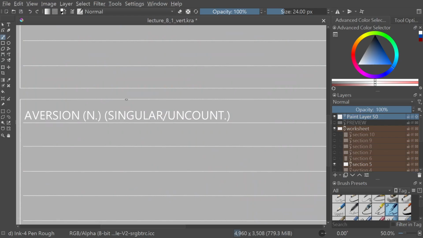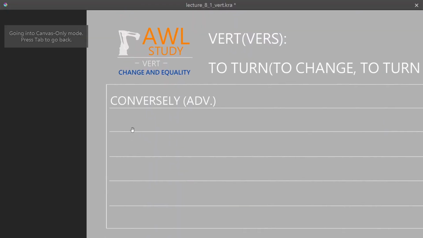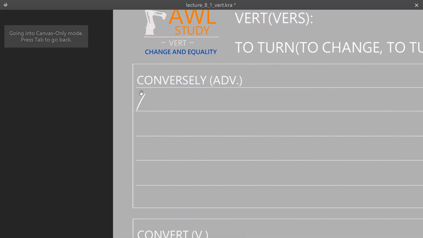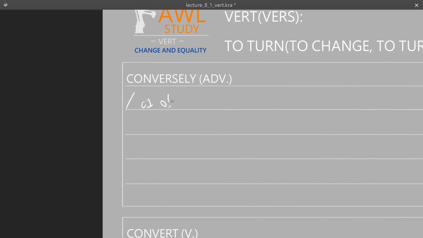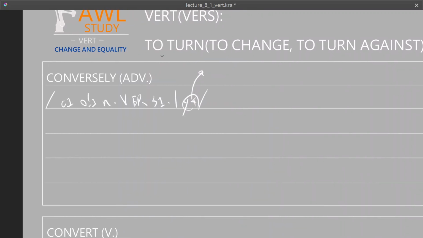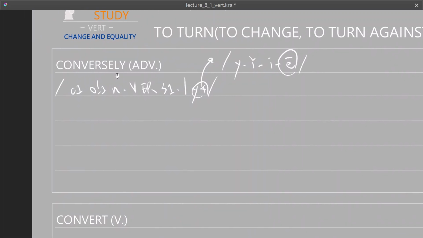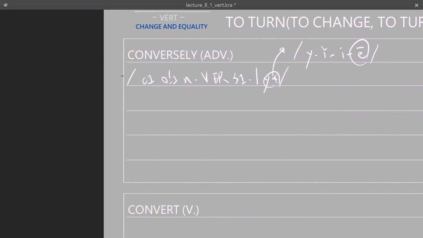The next word we have is conversely. Alright, conversely. The fourth sound of E. That's the fourth sound of E. Alright, conversely is an adverb.